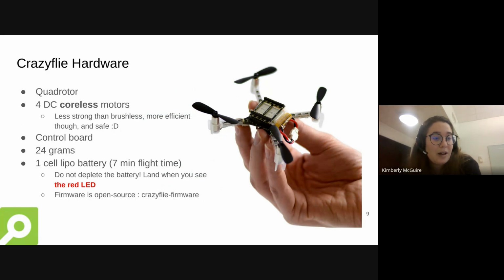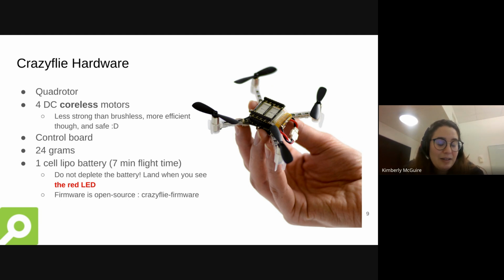So the Crazyflie hardware, I already showed it to you. It's very small. There are 4 DC coreless motors. So it's of course less strong than brushless, but more efficient, though, and safe. I'm wearing glasses, but I don't need to wear safety glasses or any kind of protection when one of these hits me.